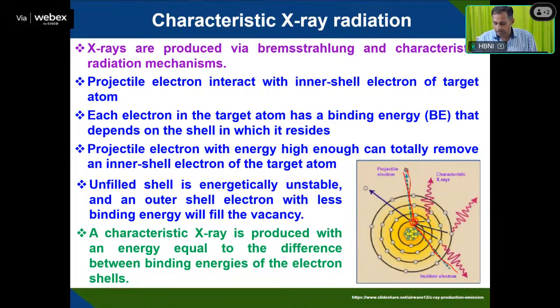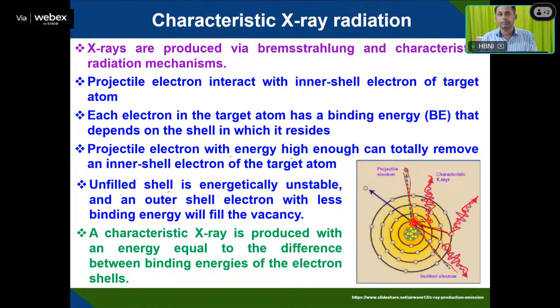Once this electron comes out, what is happening? A vacant space is created. A projectile electron with high enough energy can totally remove an electron from the inner shell if it overcomes the binding energy. The shell is now vacant and energetically unstable. The outer shell electron then comes inside to fill this vacant orbital, and because of that a characteristic X-ray comes out from the material.